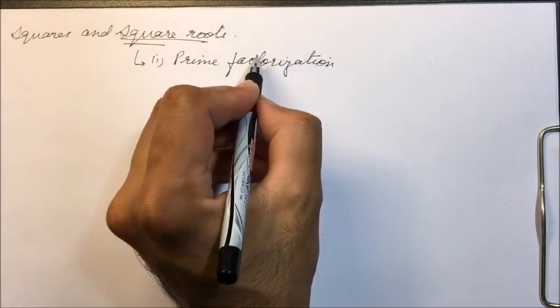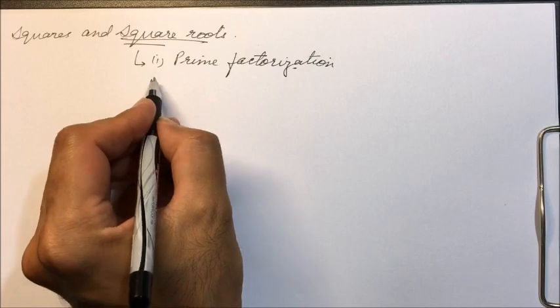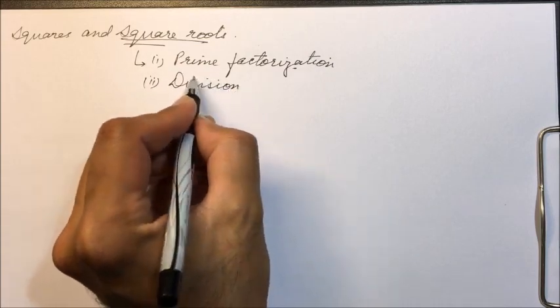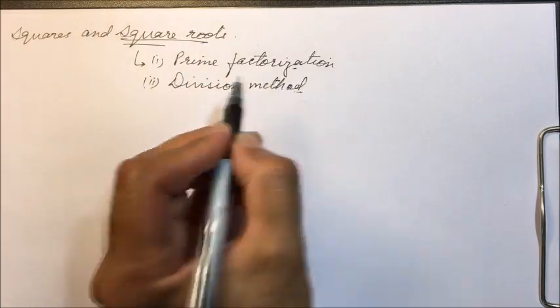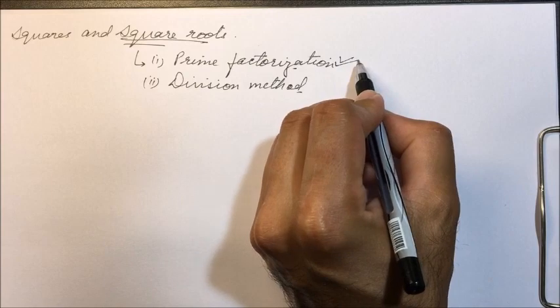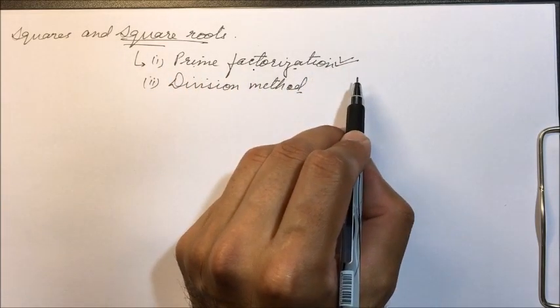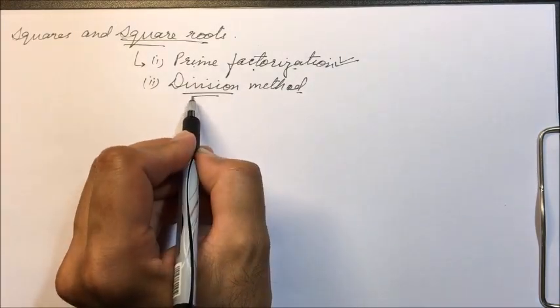So if a large number is provided to us, we can use the prime factorization method, or there is one more method, that is the division method. Sometimes we call it the long division method as well. Prime factorization we have discussed: we find the prime factors of a number, pair them, and from each pair we take one number. Today we will be discussing the division method.